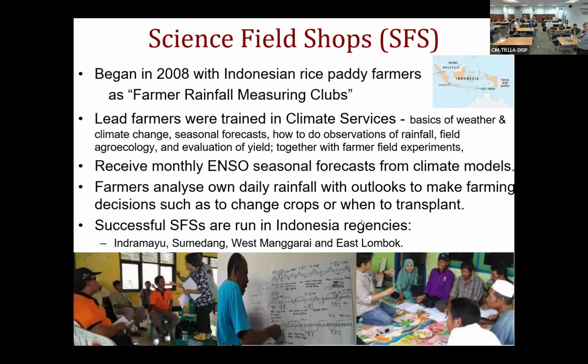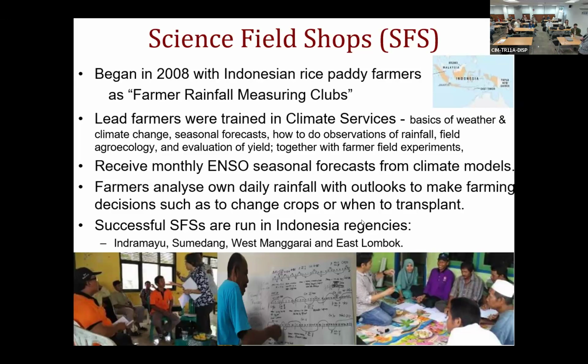So these science field shops started in 2008, and the only way you can belong to a farmer's rainfall measuring club is if you have a rain gauge. This is the requirement. And the plots are not very big. Every farmer only has just a hectare or 2 or something like that. So sometimes the scientists say, well, why are you letting everybody measure? In the climate field schools, they only have 1 measuring station for the whole village or something. But the difference here is that these farmers actually learned so much because they had their own rain gauge.